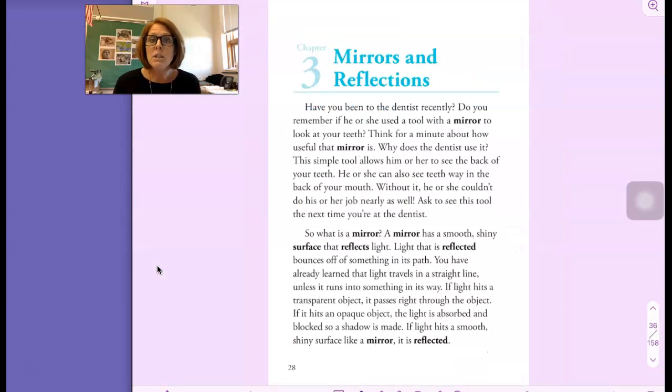Chapter 3, Mirrors and Reflections. Have you been to the dentist recently? Do you remember if he or she used a tool with a mirror to look at your teeth? Think for a minute about how useful that mirror is. Why does the dentist use it?